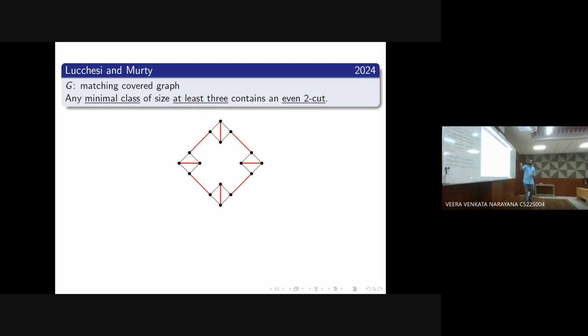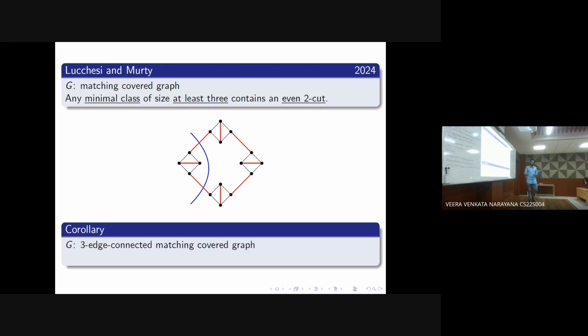So what this theorem is saying is, if you take any matching cover graph that has a minimal class of size at least 3, clearly number of red edges is at least 3. Therefore, it should contain an even 2 cut. Here, there is an even 2 cut. Okay. So, as an immediate consequence of this, we'll get the following. If you take any 3-edge connected matching cover graph, size of every minimal class is either 1 or 2. Because it's 3-edge connected, it can't have even 2 cuts. Therefore, it's just the contrapositive of the above.